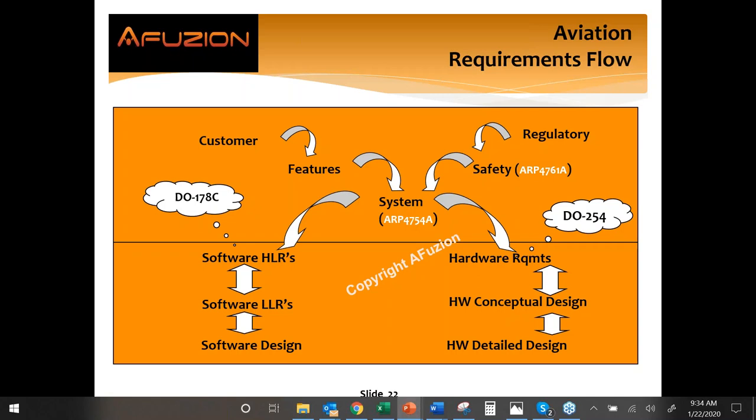For aviation aircraft, it's redundancy, partitioning, isolation, better mean time between failure, MTBF, on components, okay? It's health monitoring. It's built-in test at power-up. It's switchover, continuous background. Then there's regulatory requirements. These all feed in through the systems engineering process of ARP 4754A to software or hardware. Software, DO-178, has high-level requirements, then low-level requirements, then design. DO-254 hardware has hardware requirements, conceptual design, detail design.